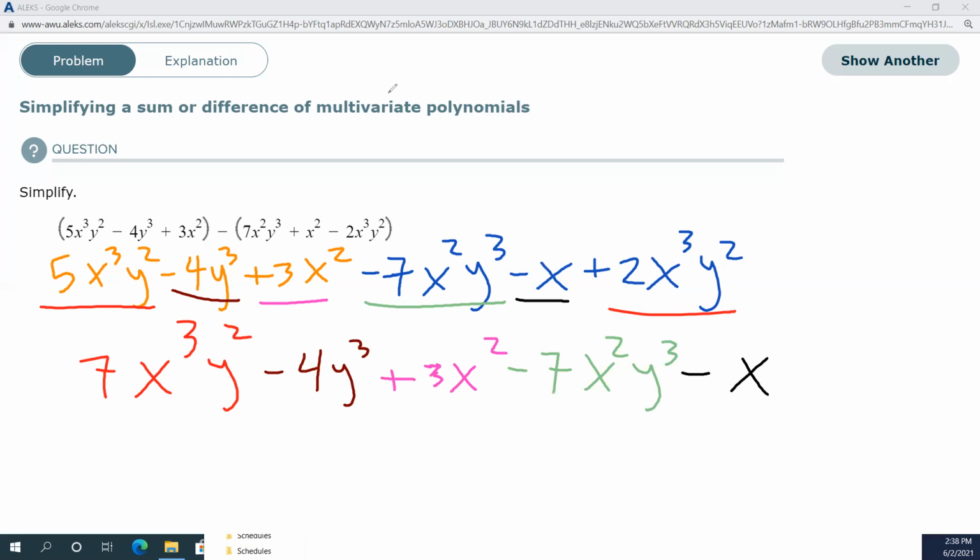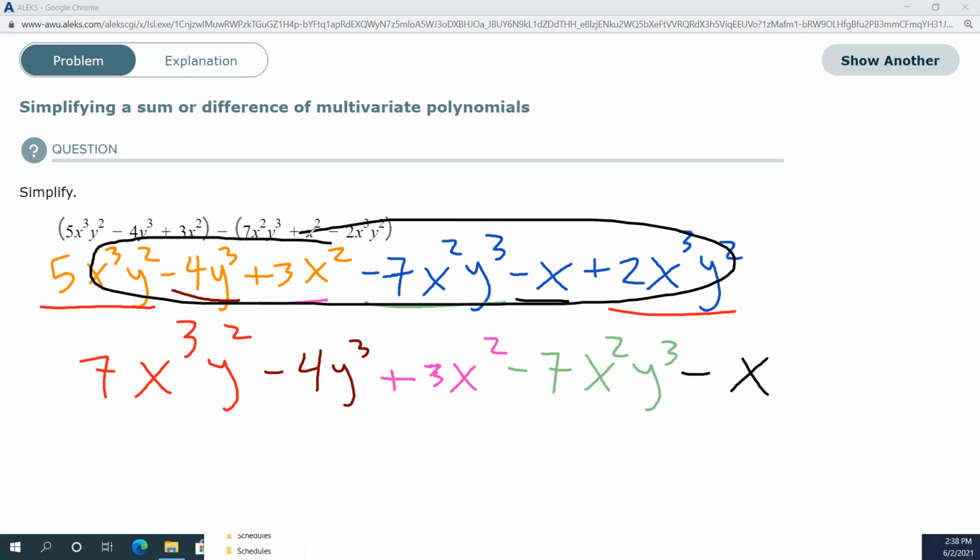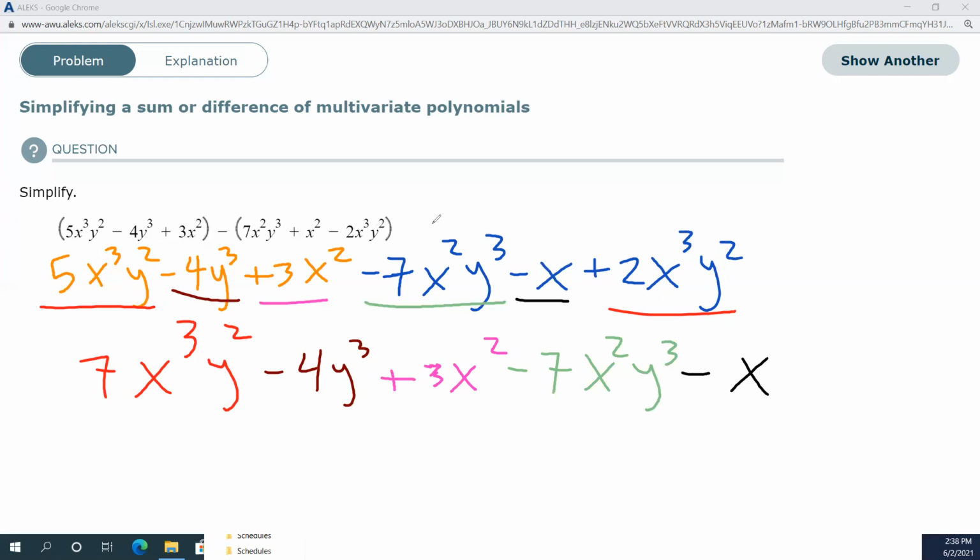So you can get rid of the parentheses explicitly like I did right here, right away, or like on the last problem, you can sort of forego that. So you just do whatever works for you.